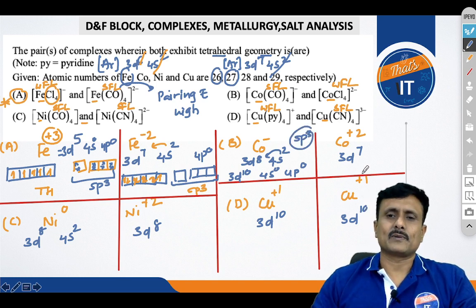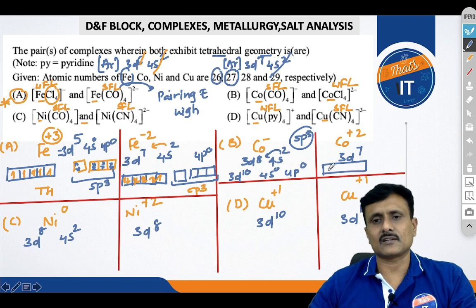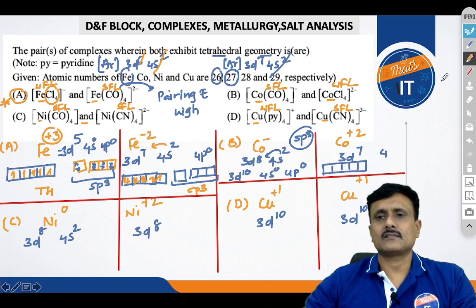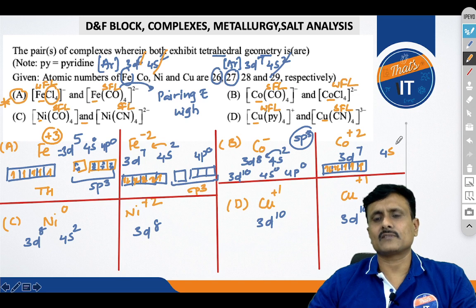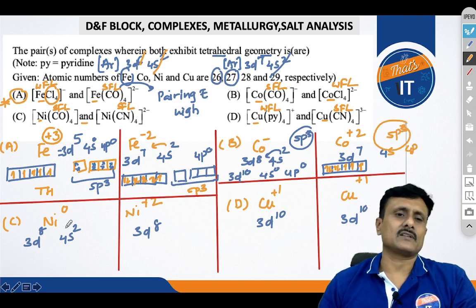Then next is Co2+, 3d7. So no pairing would take place with the weak field ligand. So 7 electrons are intact. You are going to write 7 electrons intact, not going to rearrange. So your 4s is vacant and 4p is vacant, so this is also sp3.